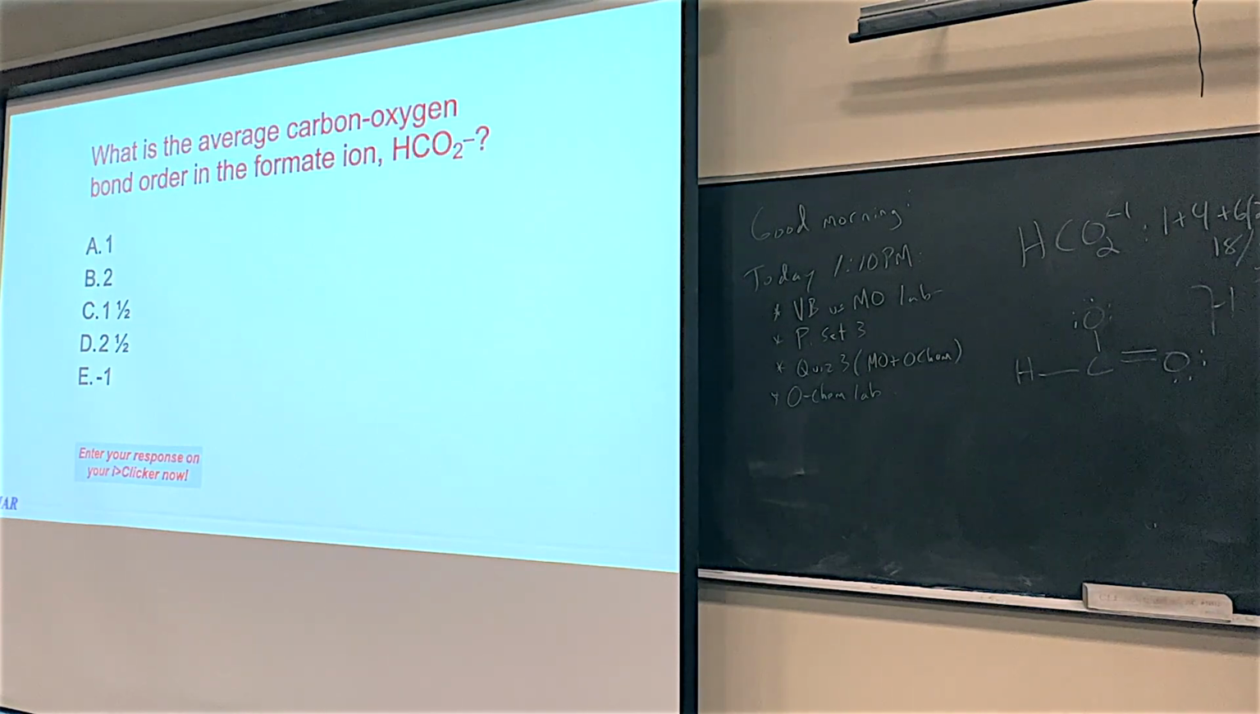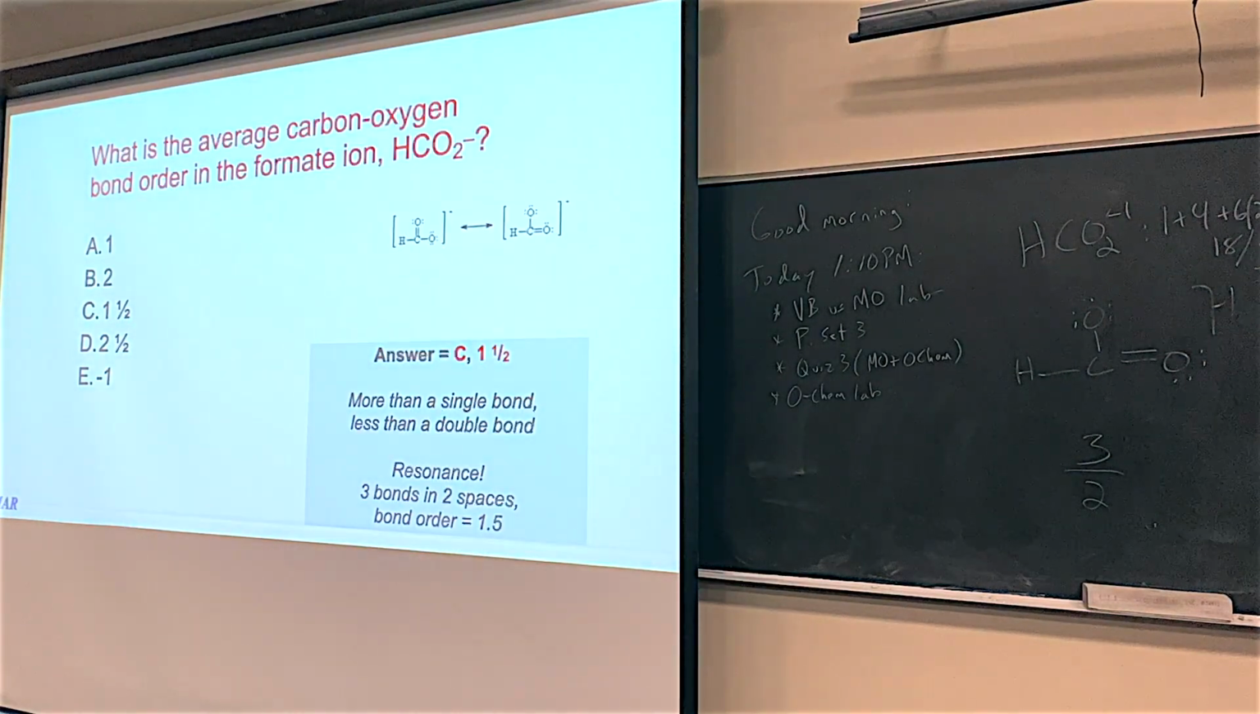Now, to figure out the bond order of a resonating structure, you take the total number of bonds involved in the resonance. So here, this, and this, those are the 3 bonds that are associated with resonance. And those 3 bonds have 2 places they can go. There's 2 carbon-oxygen lengths. So I would say here that the bond order is 3/2 or 1.5. And that's just one way to show how it is.